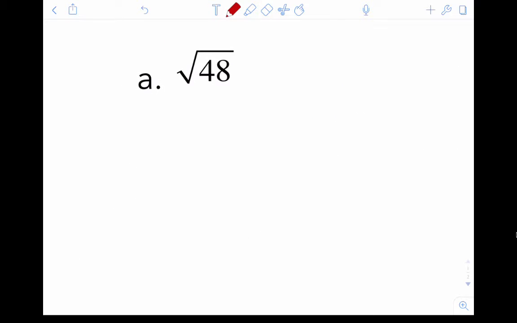First, I have the square root of 48. So the first thing I need to do is make my factor tree. I have multiple options for 48. 2 times 24 is equal to 48. 3 times 16 is equal to 48. 4 times 12, 6 times 8. So I can pick any of those because no matter what factors I choose, it's going to work out and you're going to end up with the same numbers at the end. So here I'm going to choose 6 and 8.